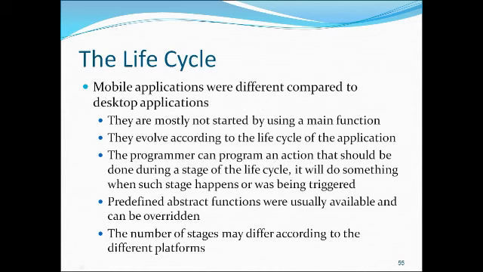The life cycle of mobile applications is different compared to desktop applications. The applications are not started using a main function as the starting point of the application. Each activity will be activated, and there will be one that will be the starting point. And once the activity is activated, there's a life cycle of the activity. The programmer can control what happens during the different stages of the life cycle by overriding the corresponding methods. The predefined abstract functions are available, and you can override them accordingly.